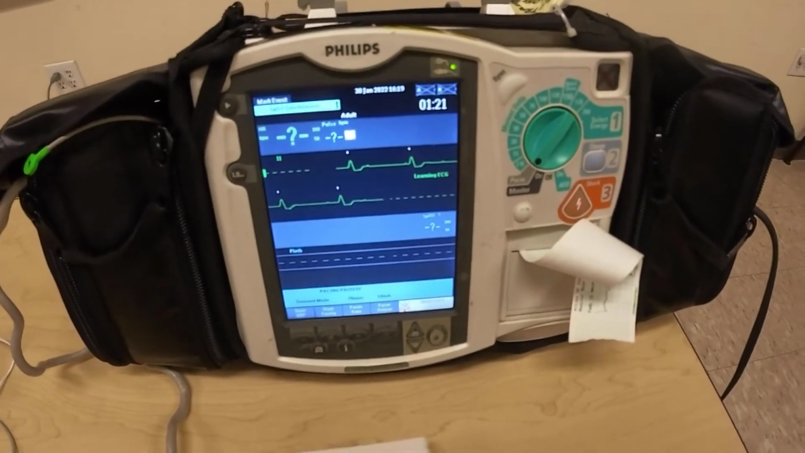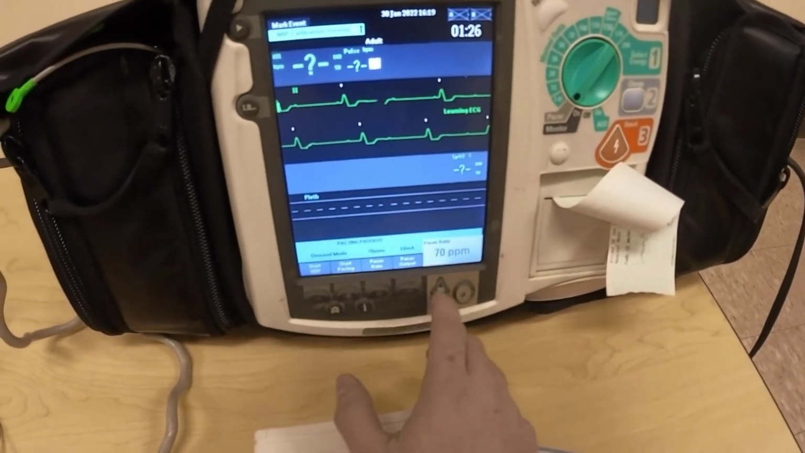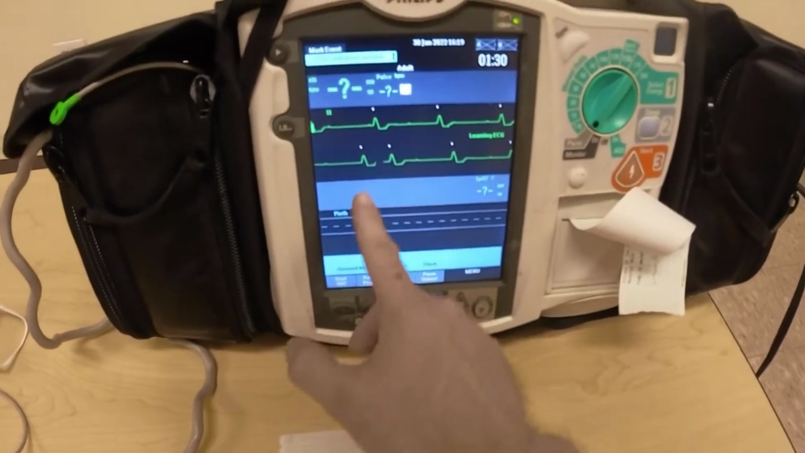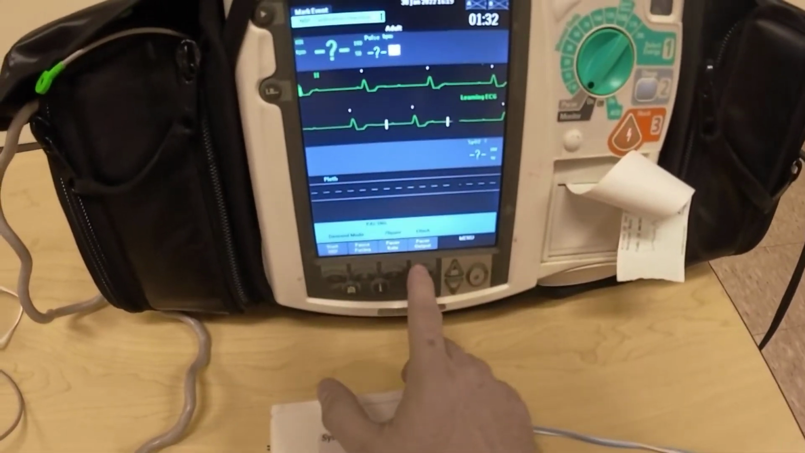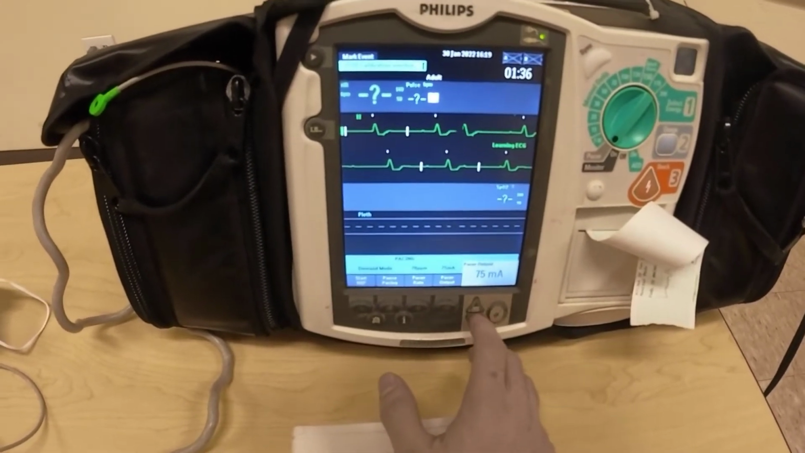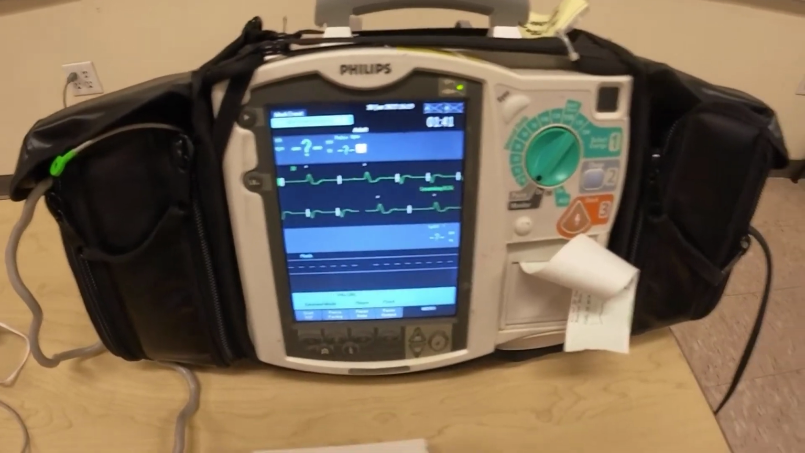It's flagging my R waves. And here I'm in demand mode. Pacer rate was 70. Check. I can initiate pacing. So you'll see the pacer spikes start to appear. I'm going to increase my milliamps rather rapidly until I see electrical capture. So electrical capture is achieved.